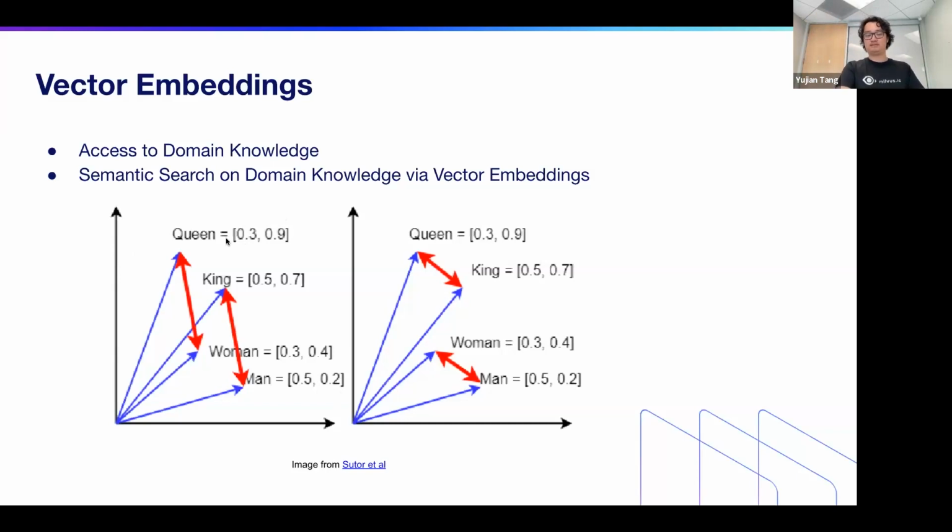So we start with queen, and we're going to subtract the word woman. So we have 0.3, 0.9, and we're going to subtract 0.3, 0.4. And now we'll have 0, 0.5. Then we'll add man to that, and we'll have 0.5, 0.5 plus 0.2, which is 0.7, and we get the word king. So what we've just illustrated with these vectors is that you can do queen minus woman plus man is king. So the semantic similarity here shows that these are the same.